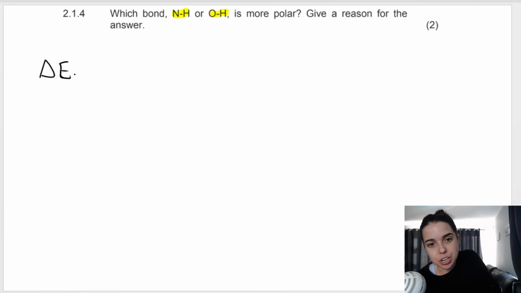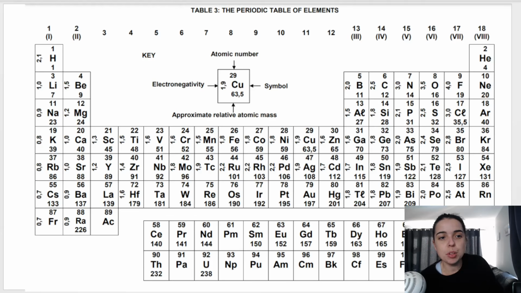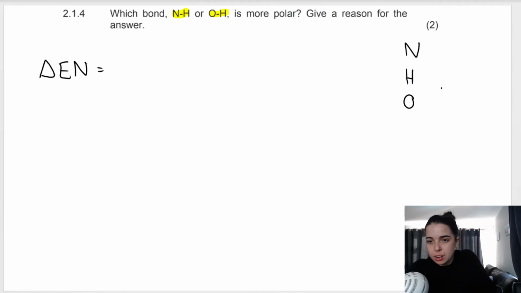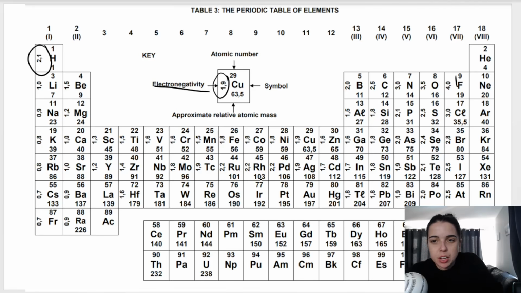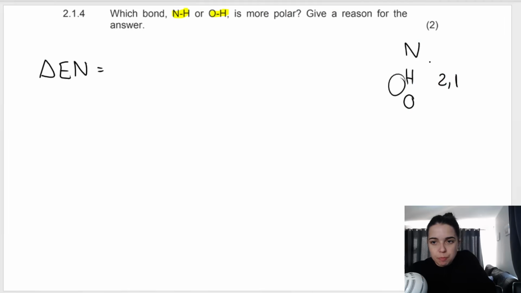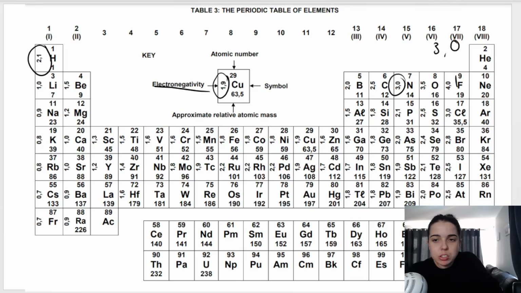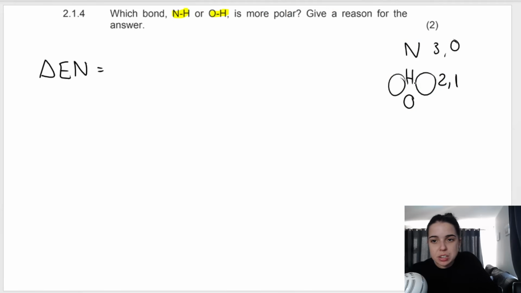So how we calculate the difference in electronegativity is we look at the electronegativities of each atom. I'm going to list them here quickly: N, H, and O. Let's quickly read them off the periodic table. It's always the sideways number. The key over here tells me that. So if we look at hydrogen, the electronegativity is 2.1. Nitrogen is 3.0. Oxygen is 3.5.